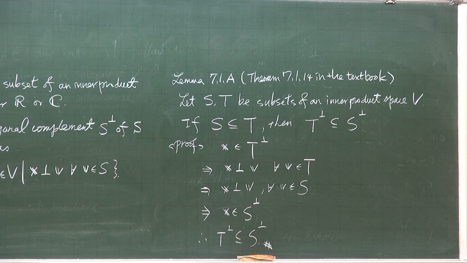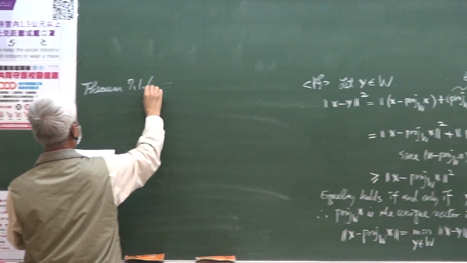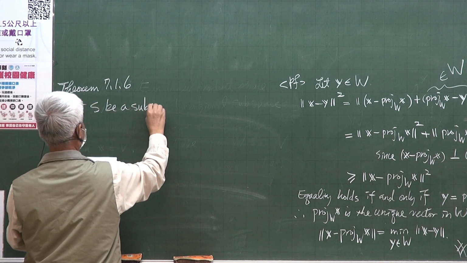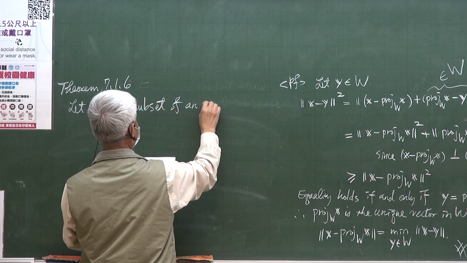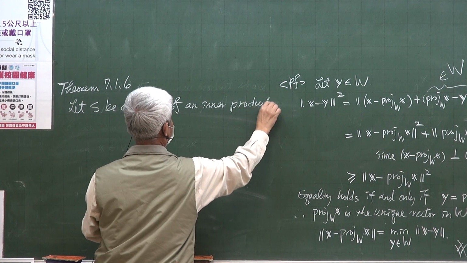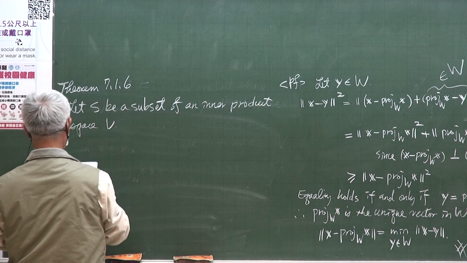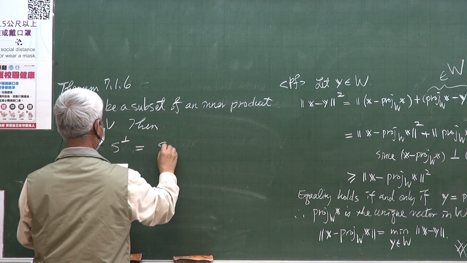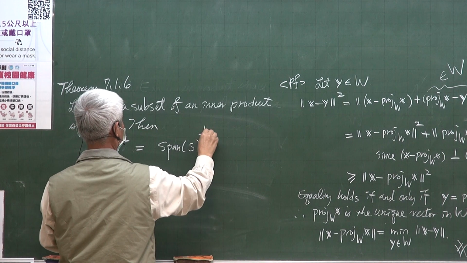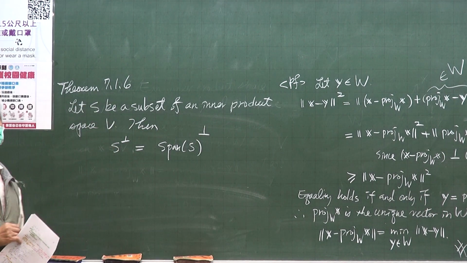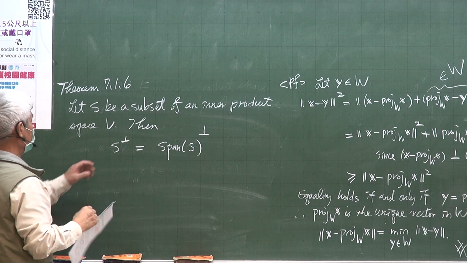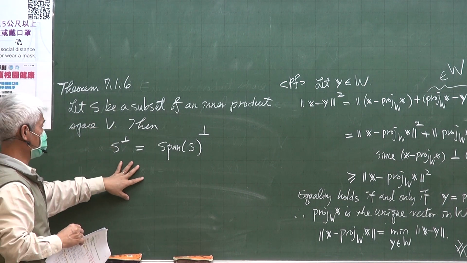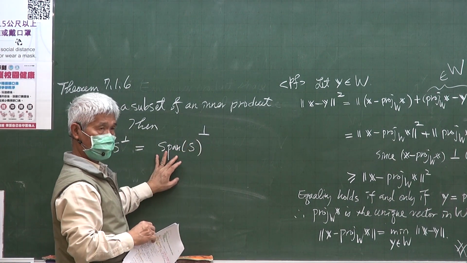Alright, so now we prove Theorem 7.1.6. Let S be a subset of an inner product space V. Then S perp is equal to the perp of span of S, so that the orthogonal complement of the subset is the same as the orthogonal complement of the subspace spanned by the subset.